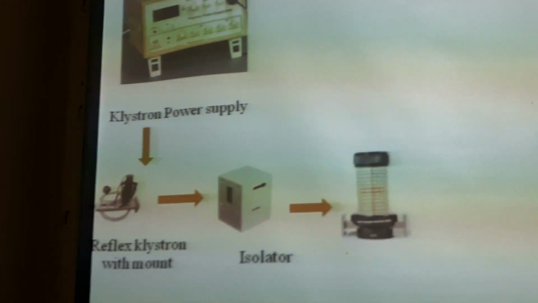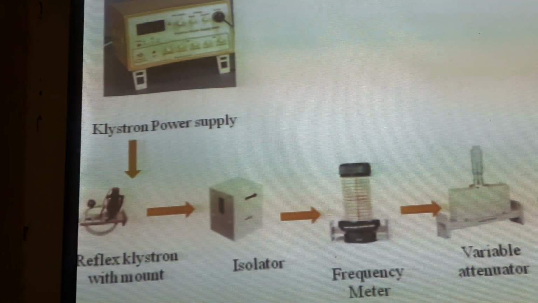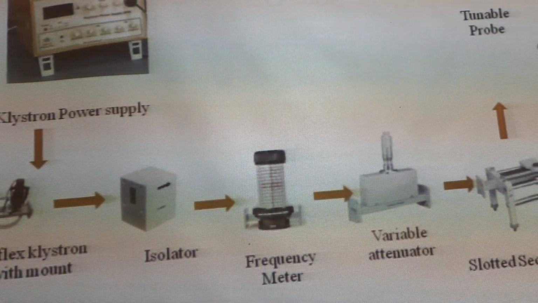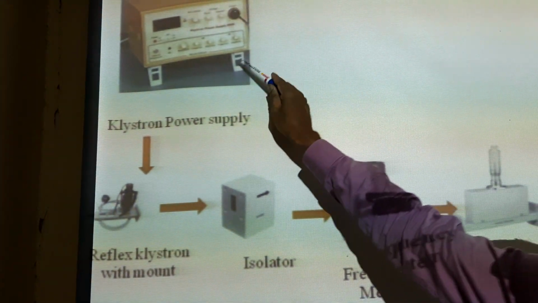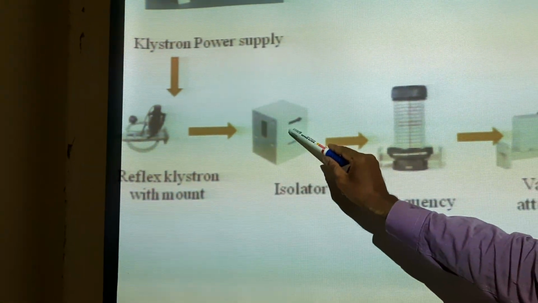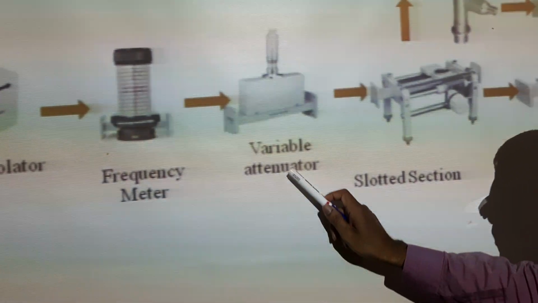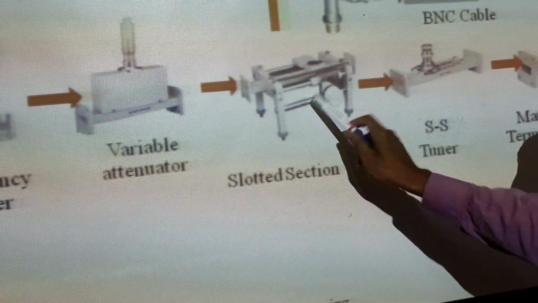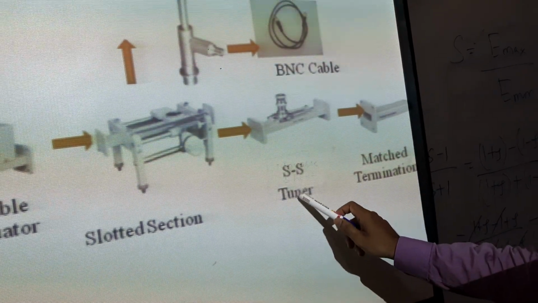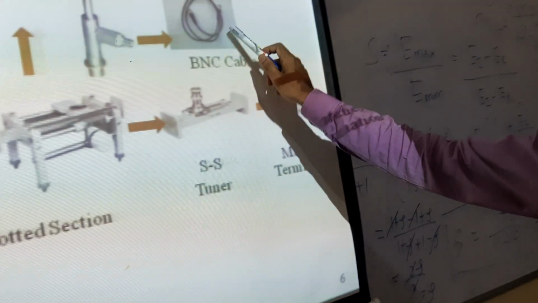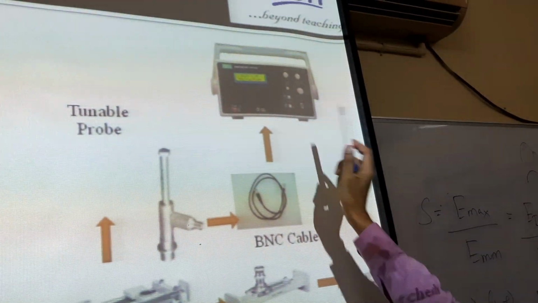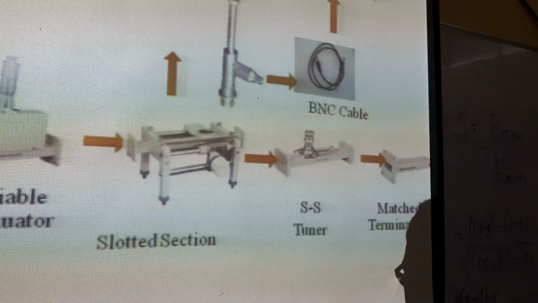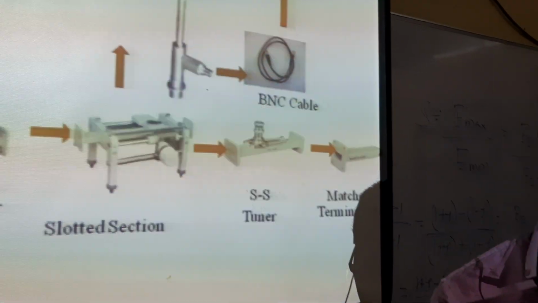And this is the figure of all the instruments. This is the Klystron power supply. This is the reflex Klystron. This is the isolator. This is called the frequency meter. This is called the variable attenuator. This is called the slotted section. This is the SS tuner, slide screw tuner. This is the matched termination. This is the BNC cable we have used for the CRO. This is called the tunable probe. This is the VSWR meter. Now let us go to the microwave test bench and see the demo, how we are doing the experiment.